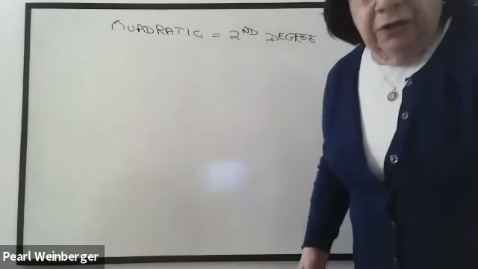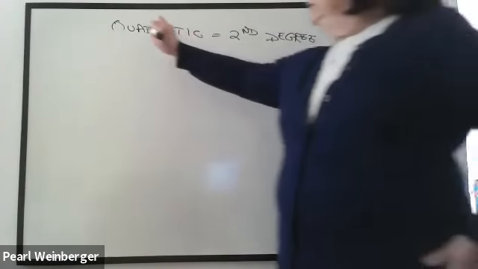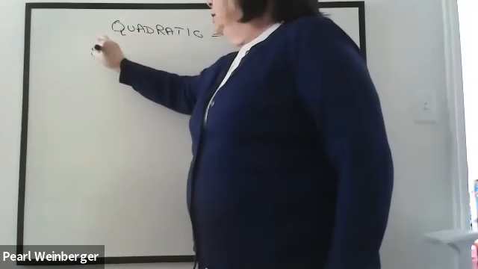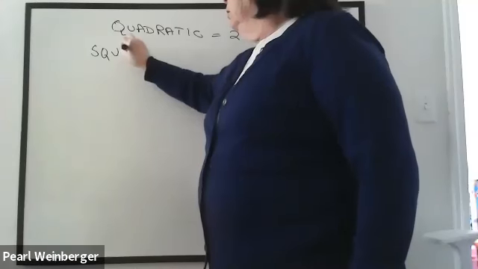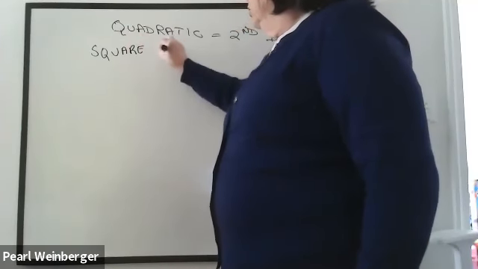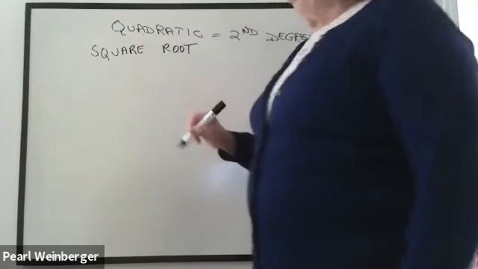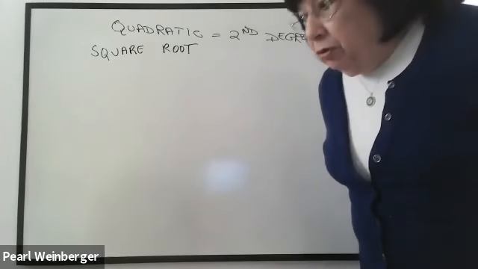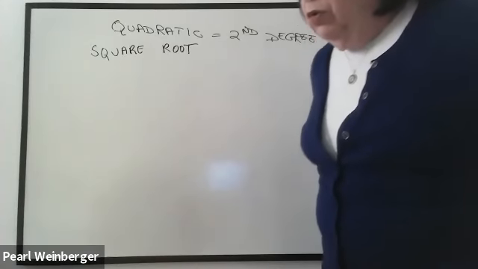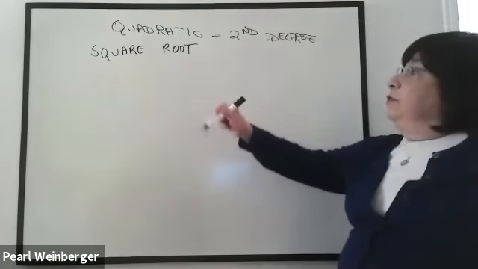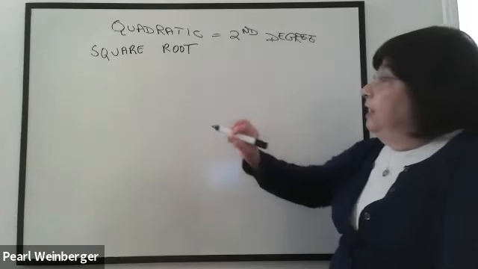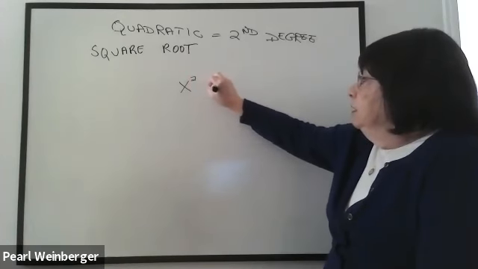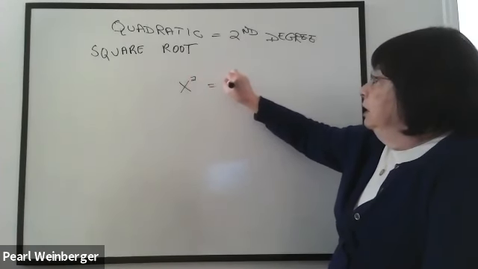Now, the first method that we're going to talk about is something called the square root method. The square root method can only be used if what we have is what's called an incomplete quadratic equation. What if we have a quadratic equation that looks something like this? X squared equals 9.